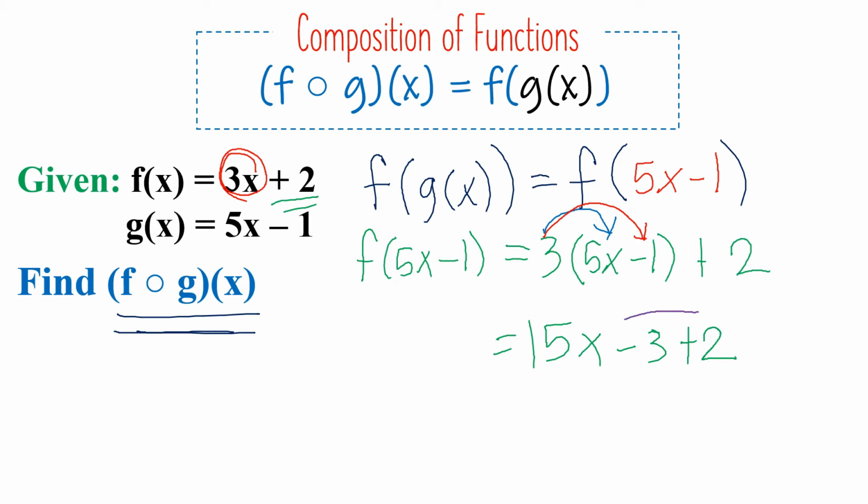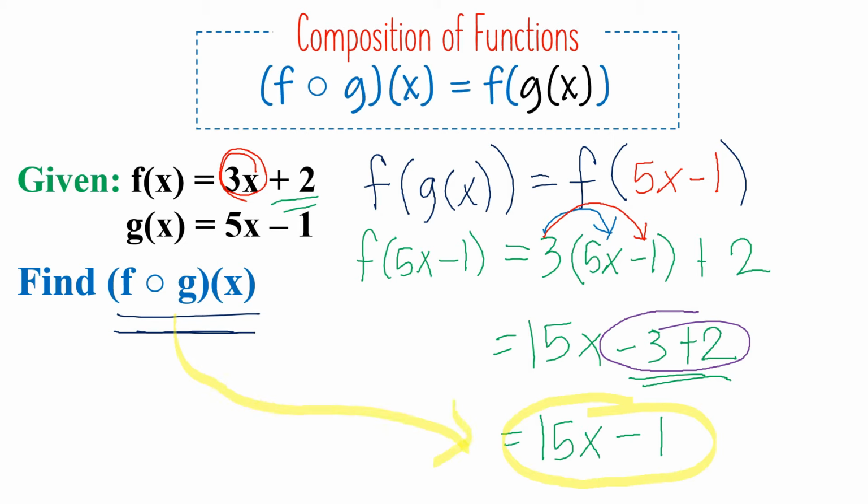Then, combine like terms. So, parehas constant pagsasamahin natin. Copy lang yung 15x. Then, combine this two. Negative 3 plus 2, different sign. So, kailangan nyo mag-subtract. And copy the sign from negative 3. So, magiging negative 1. So, ito na yung answer. It means, f composed of g of x is equal to 15x minus 1.